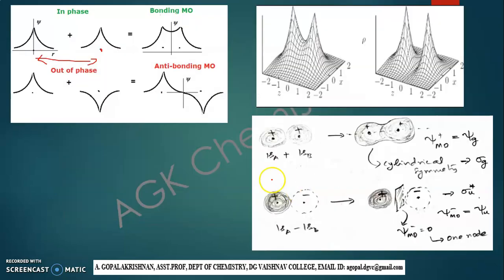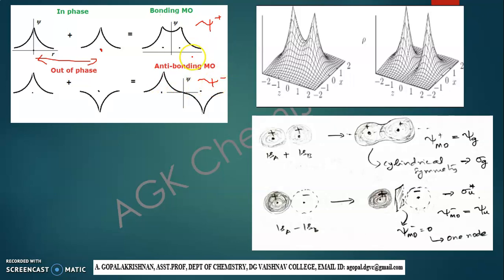Now listen. For psi plus state, phi 1s A and phi 1s B both are positive, say they are in phase. When these two wave functions combine, you will get a new wave function like this. This is the wave function plot for psi plus state. Then for psi minus state, phi 1s A is positive and phi 1s B is negative. When these two wave functions combine, you will get a new wave function. Psi minus appears like this.